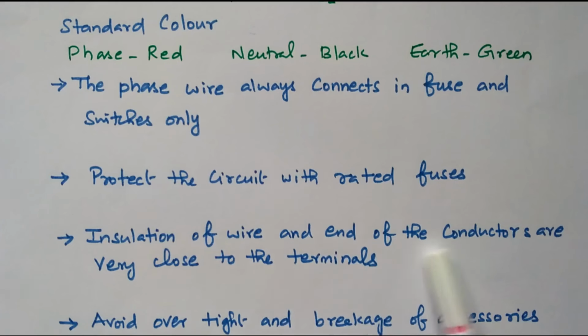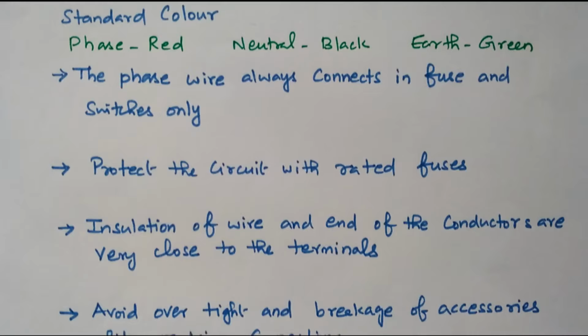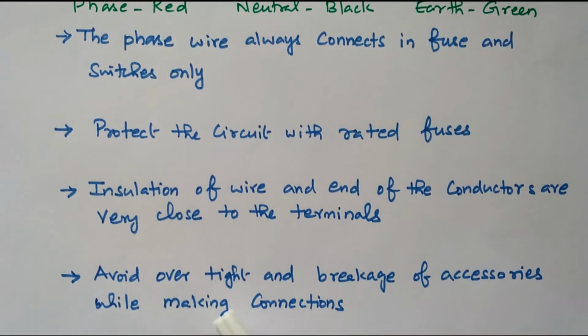Insulation of wire and end of the conductor should be very close to the terminals. We should not remove more insulation. Whatever is required, we remove only that insulation, then it is connected very close to the terminal, so that we can avoid an open terminal as well as shocking, and also avoid over-tightening and breakage of accessories while making the connection. We should not over-tighten; we need to avoid breakages.